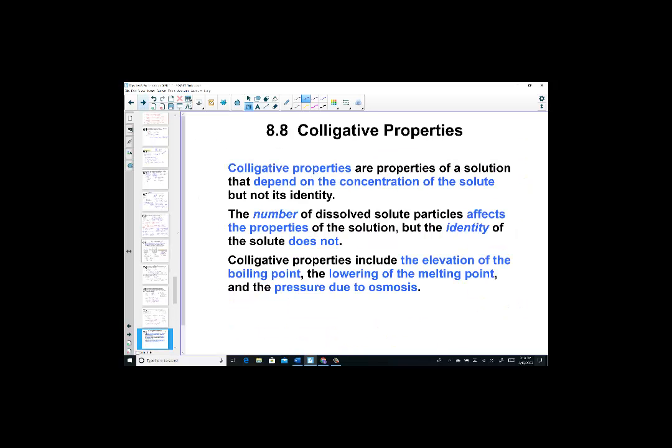In our next section, we look at some physical properties of a solvent that change when we add a solute, when we create a solution. These are physical properties that change. Let's define the term colligative property. These are the physical properties of a solution that depend upon the concentration of the solute, but not its identity. It doesn't matter what you put in, just how much.